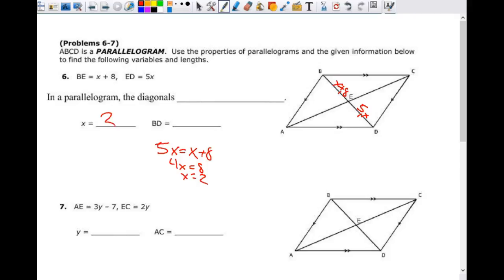We need to figure out what BD is. So we need to plug it in. 2 plus 8 and 5 times 2. 2 plus 8 is 10. 5 times 2 is 10. 10 plus 10 is 20.